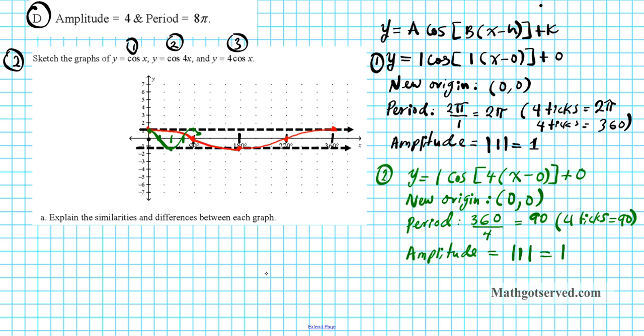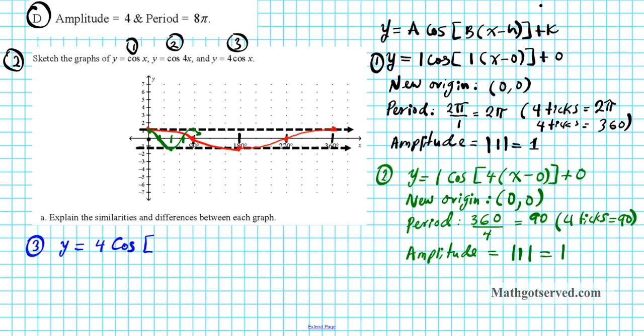Now let's graph function 3 and see if we can make a comparison. For function 3, we have y equals 4 cosine x. Now, let's write this function in this general format here. So we have y equals 4, that's now A, cosine.